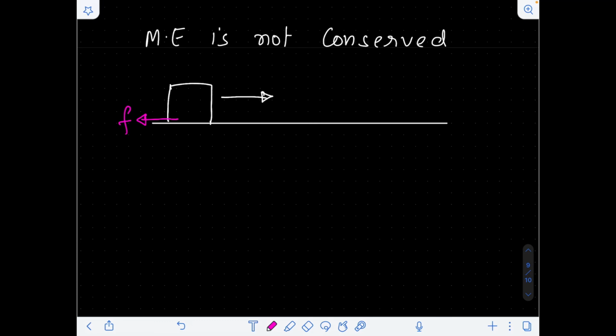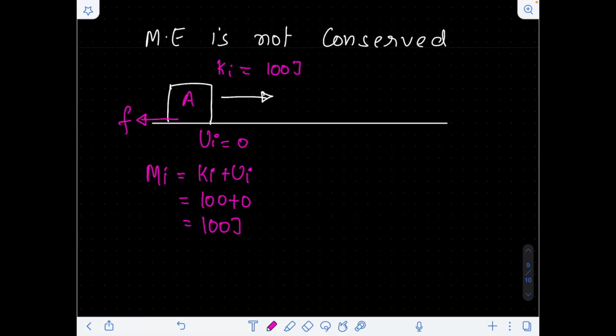As it is moving on the ground, the initial potential energy is 0 joule. Let's say the initial kinetic energy is 100 joule at position A. So the total, or initial, mechanical energy is equal to initial kinetic plus initial potential energy. It is 100 joule plus 0 joule, equal to 100 joule. This is the initial mechanical energy.